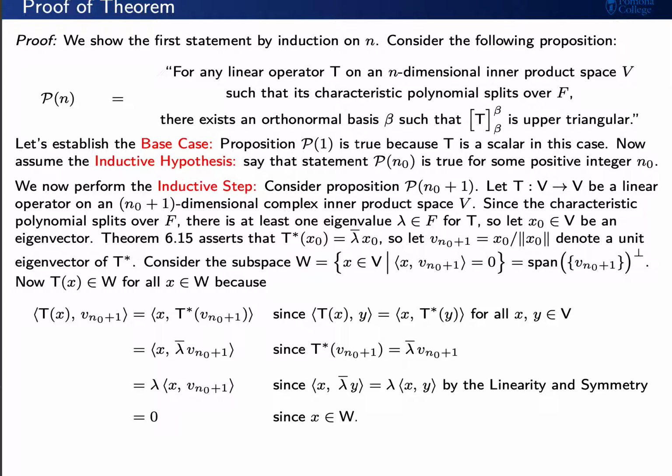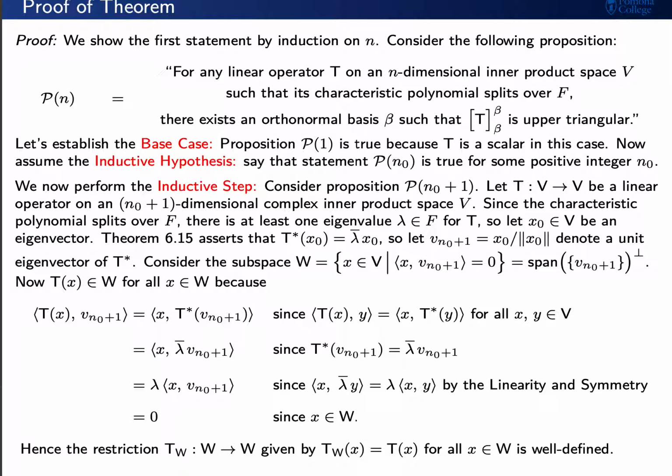But recall that we were assuming that v sub n0 plus 1 is an eigenvector of T star. So this here is equal to lambda conjugate times v sub n0 plus 1. And we can move the scalar lambda out front to see that this is equal to lambda times the inner product of x with v sub n0 plus 1. But x is in W, so this inner product must be 0, thereby showing that T of x must be in our subspace W whenever x is in our subspace W. This means that if we restrict our linear transformation T to the subspace W, then we have a well-defined linear transformation from W to itself.